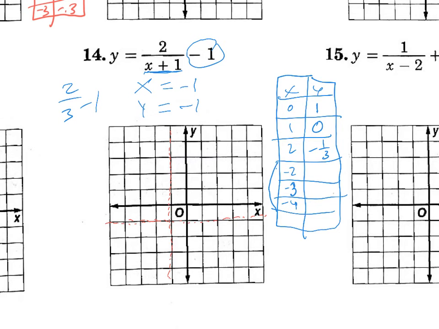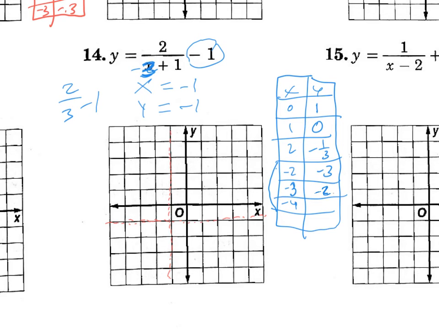Okay. Then if we put in our other x values to get the other side, if I put a negative 2 in there, negative 2 plus 1 is negative 1. 2 divided by negative 1 is negative 2. Take away 1 more is negative 3, right? If I put a negative 3 in there, negative 3 plus 1 gives us negative 2. 2 divided by negative 2 is negative 1, right? Take away 1 more, so negative 2.